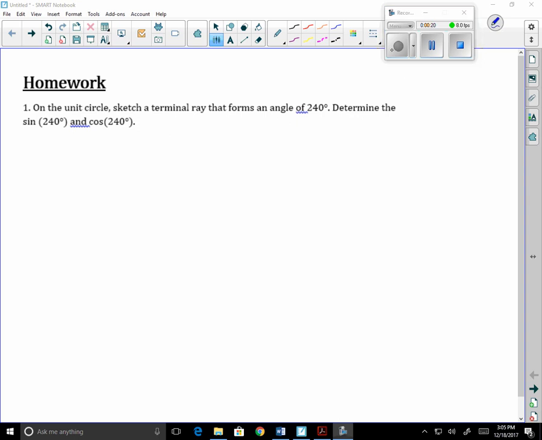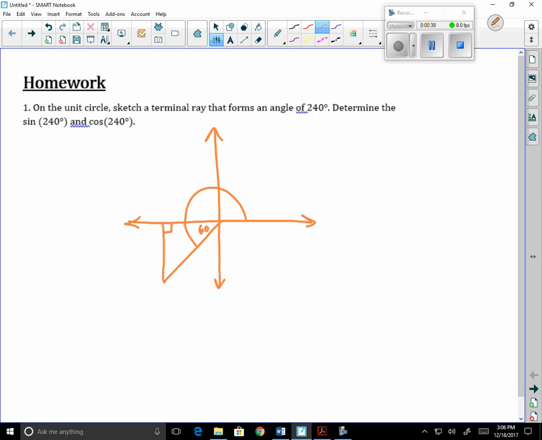So to draw a quick little sketch here for that, if I take the x and the y axis, and rotate around 240 degrees, I'm going to end up somewhere here in quadrant 3. So I know I'm going to go around 180 and then I'm going to go 60 more. So the angle that's in my triangle there is 60. That's the reference angle. That's the angle we're using to reference back to 240.